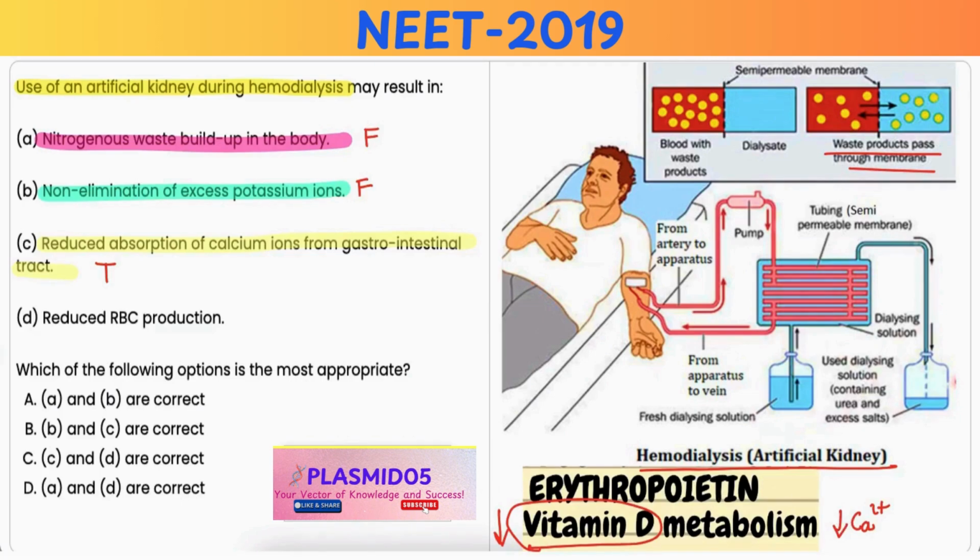Statement D, reduced RBC production. This is also true because the kidneys produce the hormone erythropoietin that stimulates the formation of red blood cells. So, in patients with kidney failure, erythropoietin production is often decreased. Hence, the correct answer is option C because it includes statements C and D, both of which are correct.